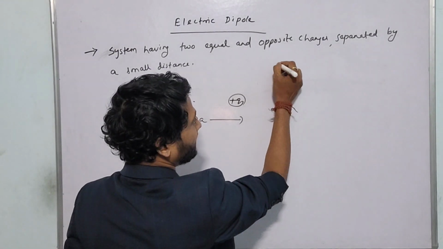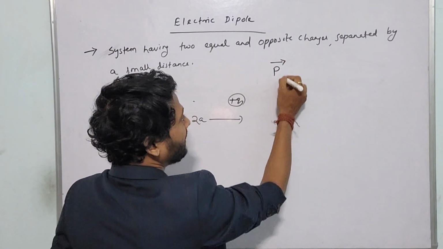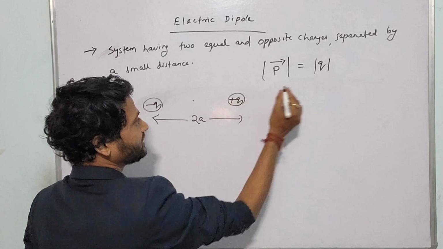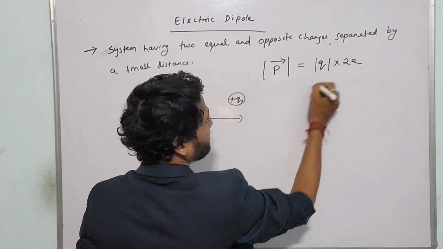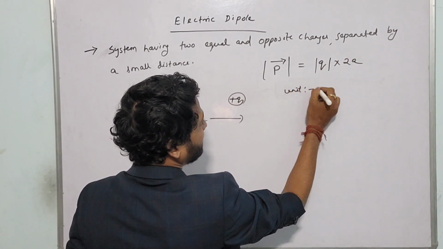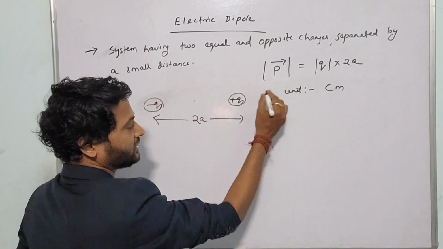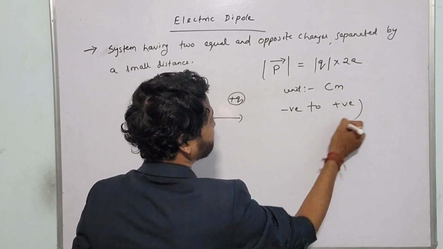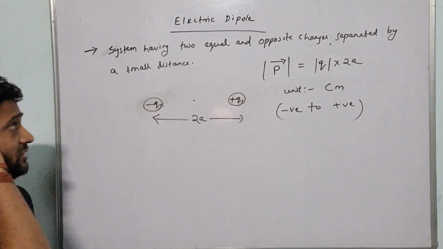Next is dipole moment. Dipole moment is a vector quantity and the magnitude of dipole moment is the magnitude of any charge into the separation between them. So unit of dipole moment is coulomb into meter and the direction of electric dipole is from negative charge to positive charge. So that is the basic definition of electric dipole.